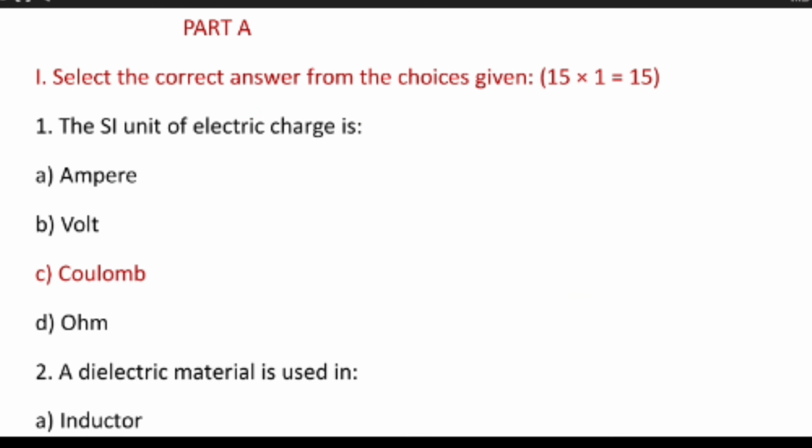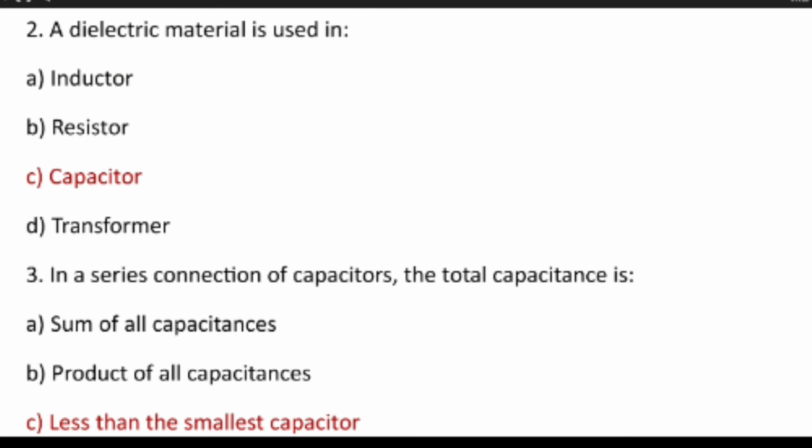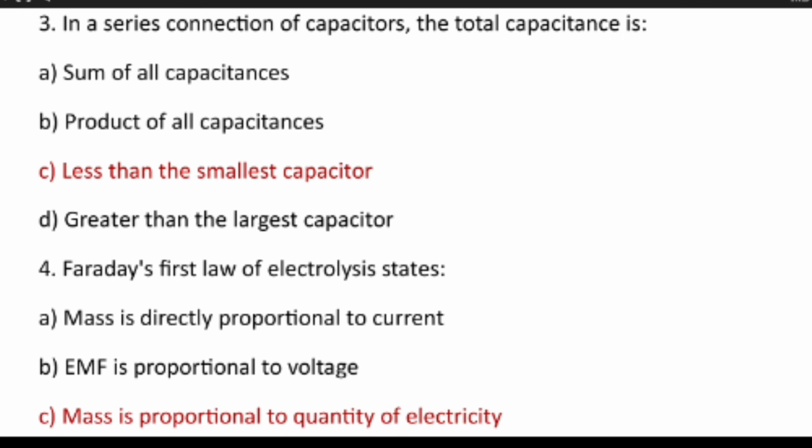The first question, select the correct answer, for 15 marks. SI unit of electrical charge: the SI unit for electrical charge is coulomb. The next question: a dielectric material is used for capacitors. The third question: in the series connection of capacitors, the total capacitance will be less than the smallest capacitor.